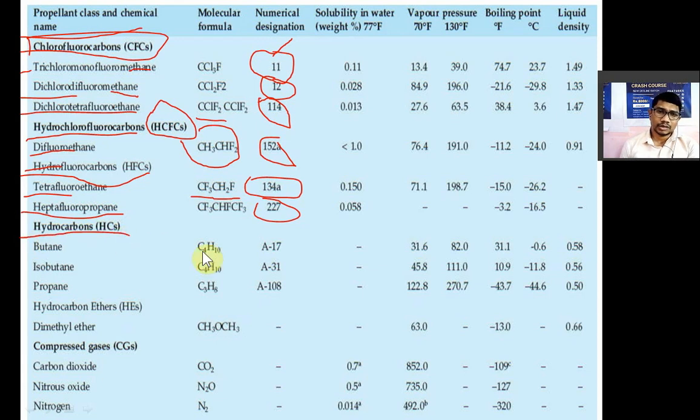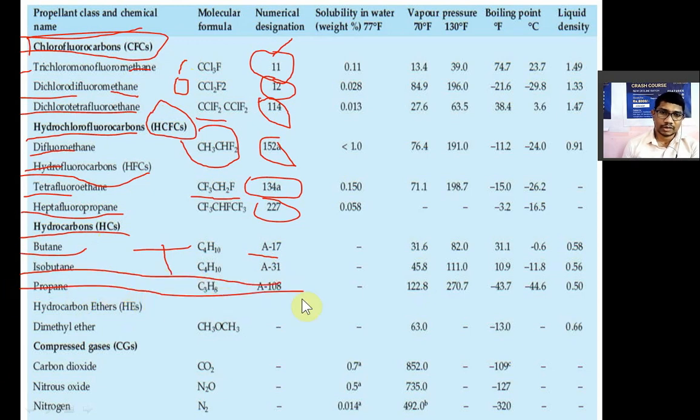These chlorofluorocarbons and hydrochlorofluorocarbons are used for oral and inhalation aerosol. अब इसमें आता है ब्यूटेन, known as propellant A17. उसके बाद में आइसोब्यूटेन, propellant A31. Propane is known as A108. Then hydrocarbon ethers, next class है आपका hydrocarbon ethers. So in that dimethyl ether. Then compressed gases, another class of propellant. कार्बन डाइऑक्साइड, नाइट्रोजन, नाइट्रिक ऑक्साइड, नाइट्रस ऑक्साइड.